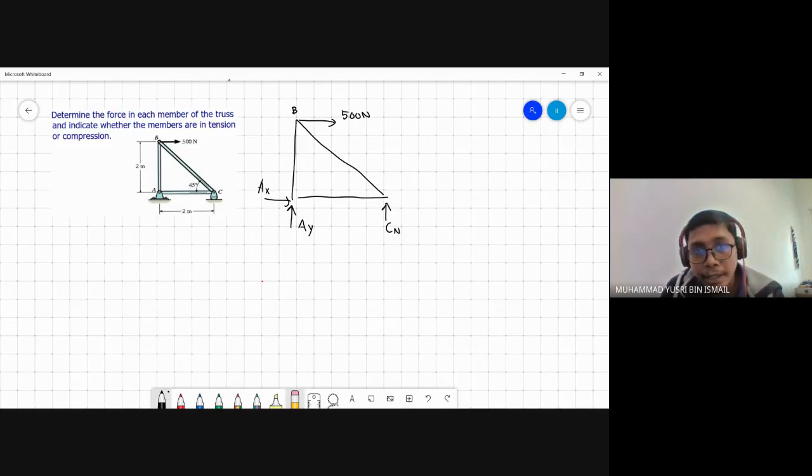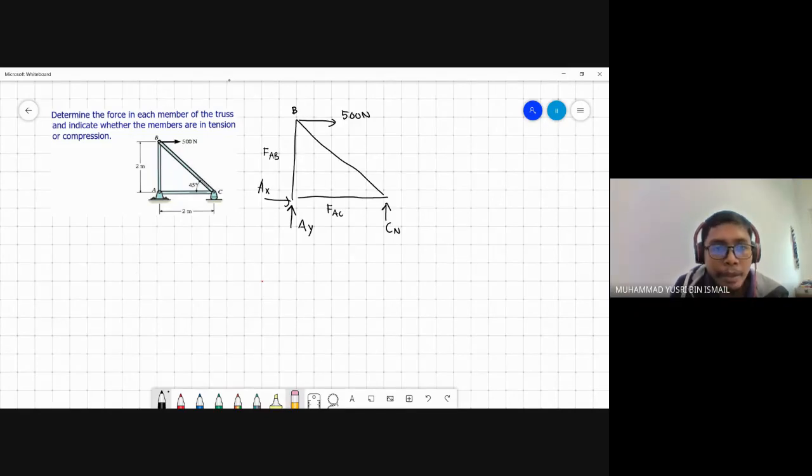Then, in order for us to start our calculation, this is the tip: you need to solve the joint that has no more than 2 unknowns. If we want to start our calculation at A, we cannot do it. Why? Because it has the forces FAC and FAB.